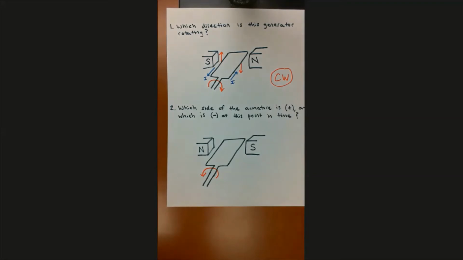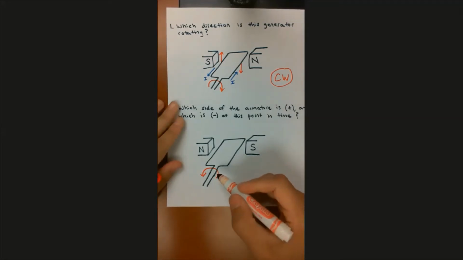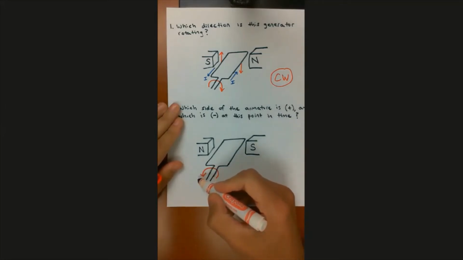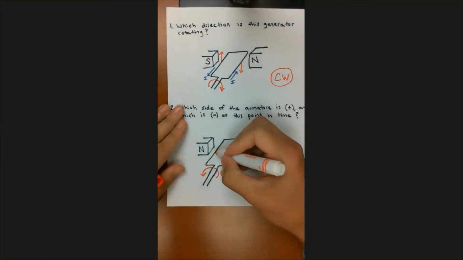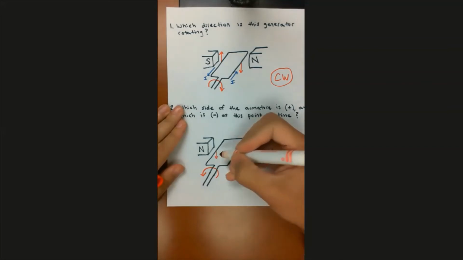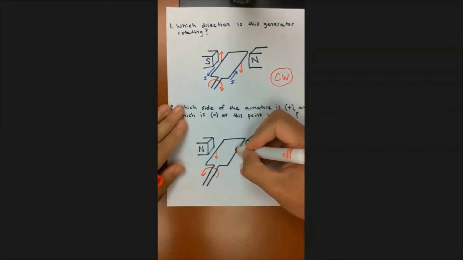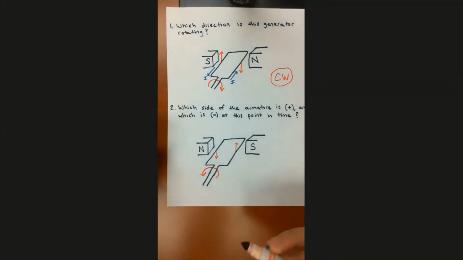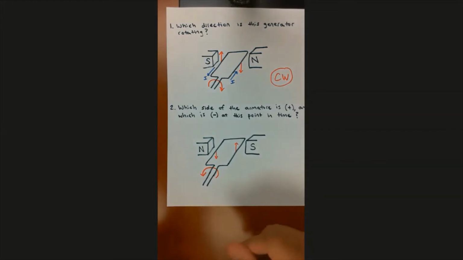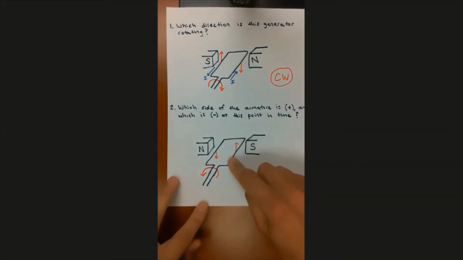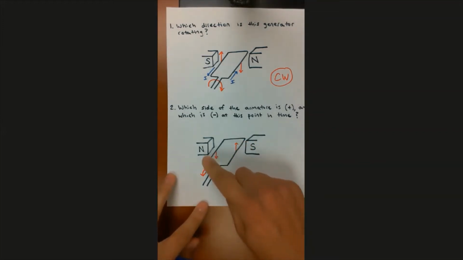All right, so first thing I'm going to do is say, all right, if this thing is rotating counterclockwise, then at this point in time, this side of the armature is headed down and this side of the armature is headed up. All right, so now I know the direction of motion of these wires in the armature, and now I can go ahead and apply my right-hand rule. All right, so I'm going to go ahead and apply the right-hand rule to this side first, and then I'll do it to the left side.